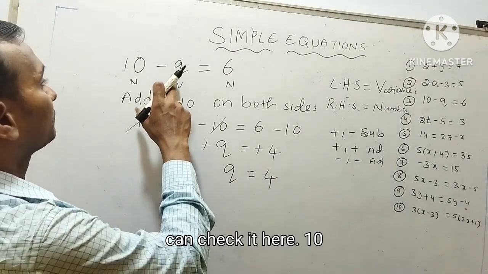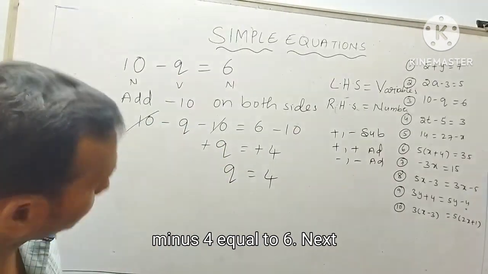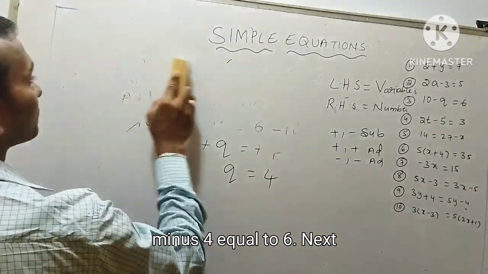If you want, you can check it here. 10 minus 4 equal to 6. Next, one more question.